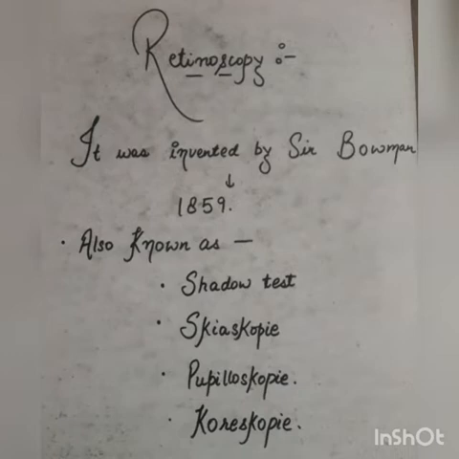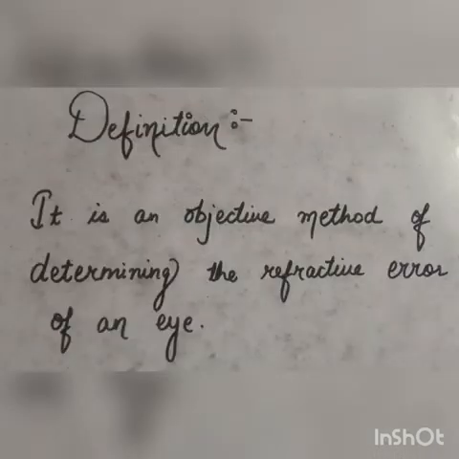Retinoscopy was invented by Sir William Beaumont in 1859 and it is also known as shadow test, skioscopy, pupilloscope, chorioscope and many more. Now, definition of retinoscopy. Suppose someone asks you who invented the retinoscopy, what is another name of retinoscopy, but what is actually retinoscopy?